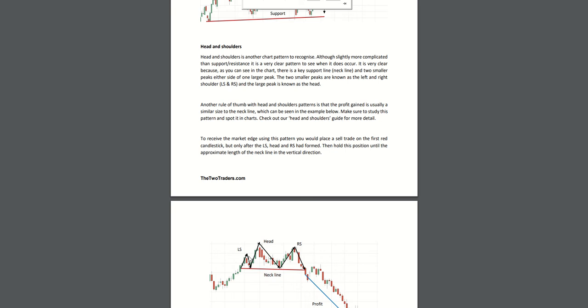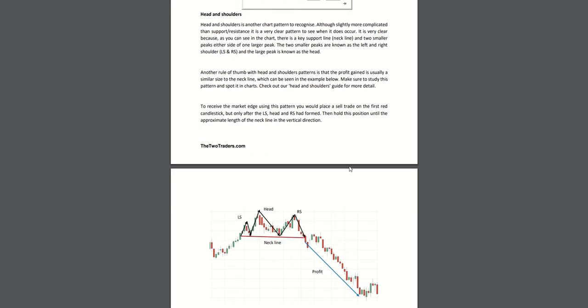So what we've got: the left shoulder comes up, then down. That creates the first part of the neckline. We come up, we create the head. The head's higher than the left shoulder, and the head will also have to be higher than the right shoulder. The neckline then goes across. We've got the neckline here, and then we have the break of the neckline.